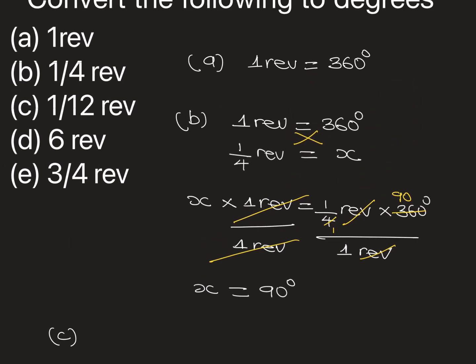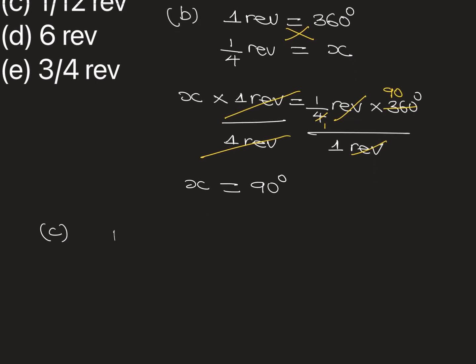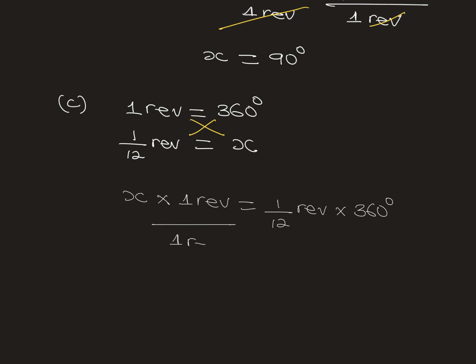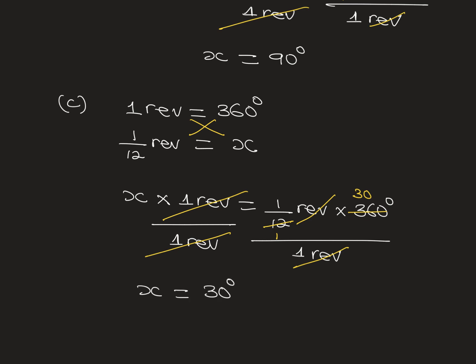Moving on to question C, it says 1/12 revolution. We know that if 1 revolution is equal to 360 degrees, 1/12 revolution should give us x. Then we cross multiply. That is x times 1 revolution is equal to 1/12 revolution times 360 degrees. To find x, we divide both sides by 1 revolution. Revolution cancels revolution. Now the answer is going to be in degrees. 12 goes once into 360 is 30. So x is equal to 30 degrees.